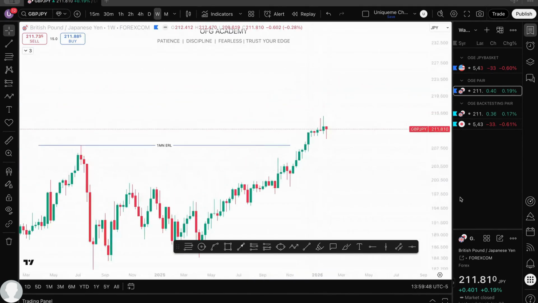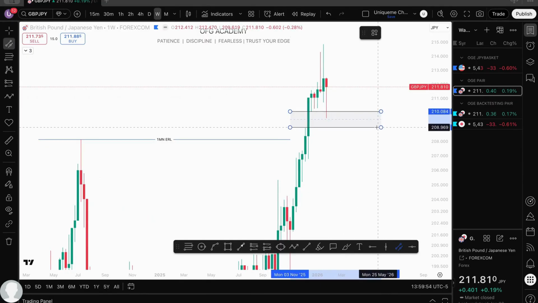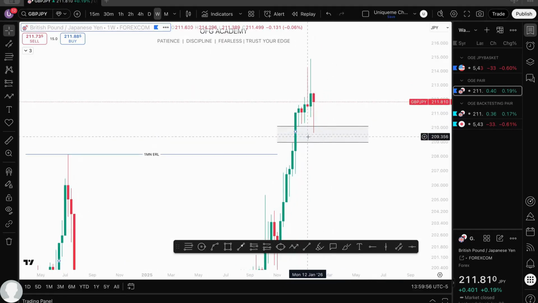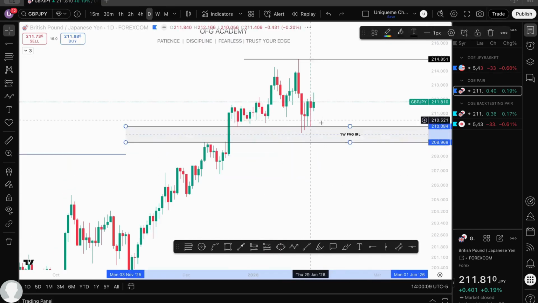Now, if I come down to 1 week time frame, the same thing is happening to the JPY basket. Price is resting on a fair value gap. And you know, internal range liquidity, price will have to take out external range liquidity. So this is 1 week FVG IRL, right? 1 week fair value gap, meaning there's no structural shift here, but price cleared out this low here into this fair value gap.